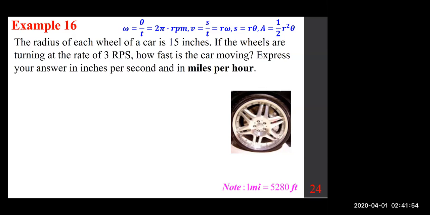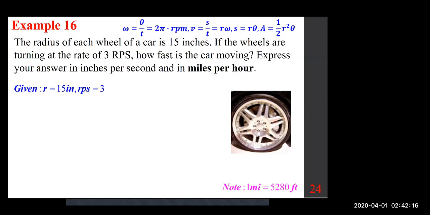Let's see what's given. Obviously, the radius, 15 inches, and RPS, revolutions per second. So those are the givens. RPS stands for revolutions per second, this S stands for second. Now, the same omega. Omega was 2 pi times RPM. So omega is equal to 2 pi times RPS.